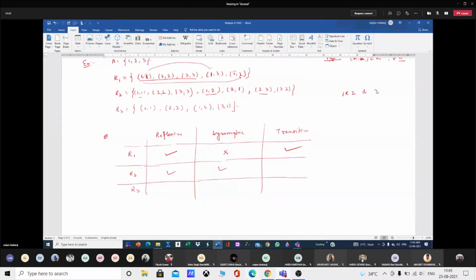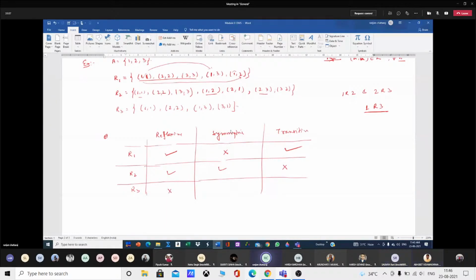Is it reflexive? No, sir. Then symmetric: 1 3 and 3 1, yes, sir. It is symmetric. And transitive?